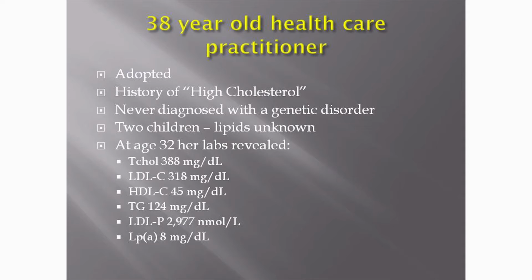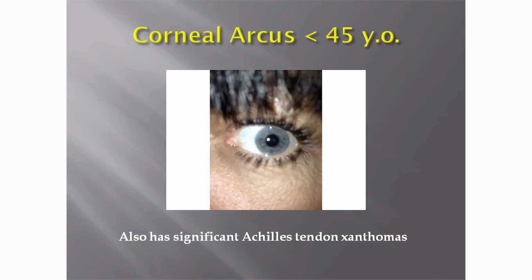Total cholesterol 388, LDL cholesterol 318, HDL cholesterol 45, triglyceride 124, LDL particle number 2977, and LP(a) 8. So based upon these numbers, you can certainly say that she most likely does have FH. So what I did was I took out my iPhone and took a picture of her cornea, and this next image is her cornea, and you see a corneal arcus. And when you have a corneal arcus and you're under 45 years old, it's pretty much pathognomonic for FH.